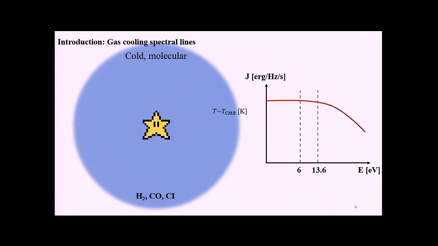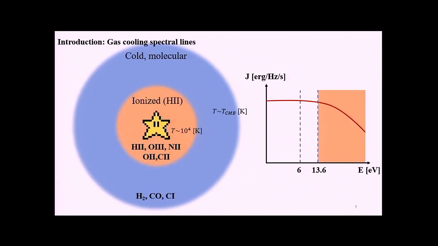And the photons with energy higher than 13.6 eV will be mostly used for hydrogen ionization. So this part of the spectrum will create an ionized gas bubble highlighted in the red area. And this phase is also referred to as the H2 region.